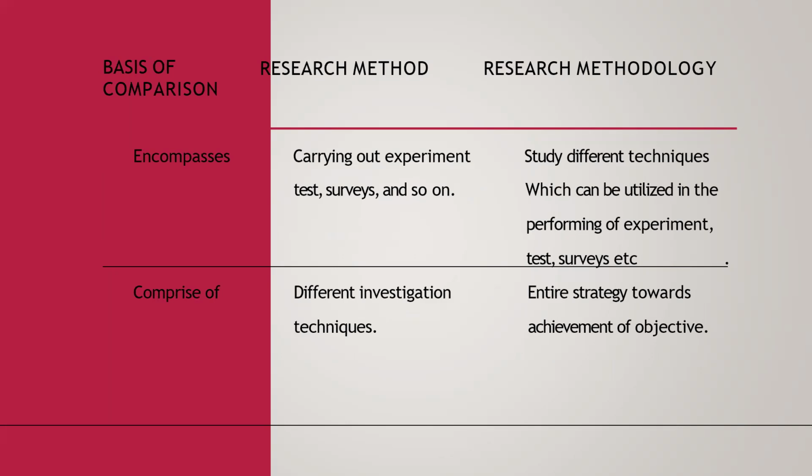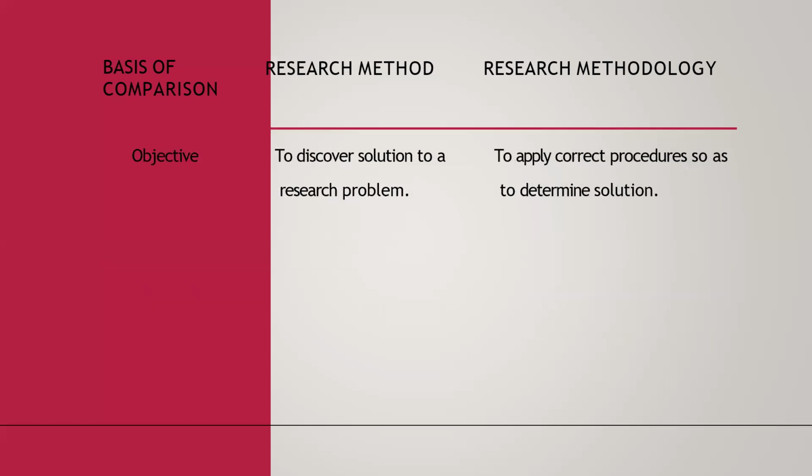So this is the research methodology. Research method encompasses carrying out experiments, tests, surveys, questionnaires, and so on, and research methodology is the study of different techniques which can be utilized in performing experiments, tests, surveys, etc. Research method comprises different investigation techniques, and research methodology is the entire strategy towards the achievement of a single objective. When you want to achieve that particular objective, the strategy towards its achievement is called research methodology. The research method objective is to discover a solution to a research problem, and the research methodology objective is to apply correct procedures so as to determine the solution.